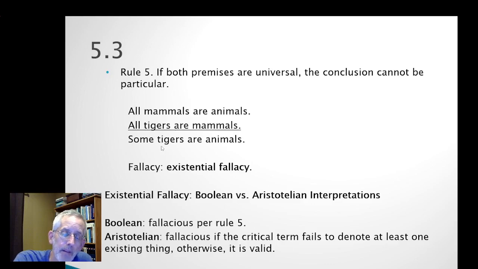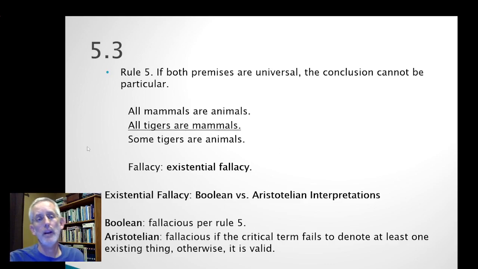On the other hand, if I were to plug in, say, unicorns instead of tigers, then our evaluation of that argument would change according to the Aristotelian interpretation. Since tigers exist but unicorns don't, if we interchange unicorns with tigers, the argument becomes fallacious because our critical term fails to denote an existing thing. There aren't really unicorns out there in the world. So this is not too complicated.